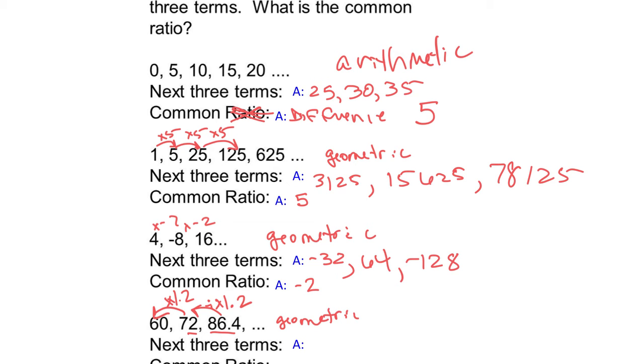My next 3 terms, so I am actually multiplying by 1 and 2/10. So 86 and 4/10 times 1 and 2/10, 103 and 68/100 times 1 and 2/10, 124 and 416 thousandths times 1 and 2/10. All right, so my common ratio is 1 and 2/10.